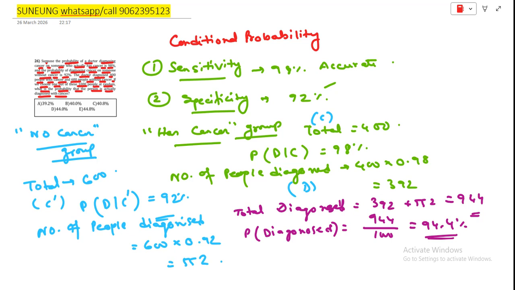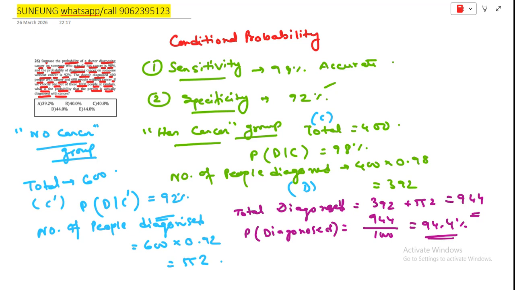Okay. Now students, look at the options provided in the question. A is 39.2%, B is 40.0%, C is 40.8%, D is 44.0%, and E is 44.8%. Now notice something. Our 94.4% is not there. Why? Because the question is a classic logic trap.